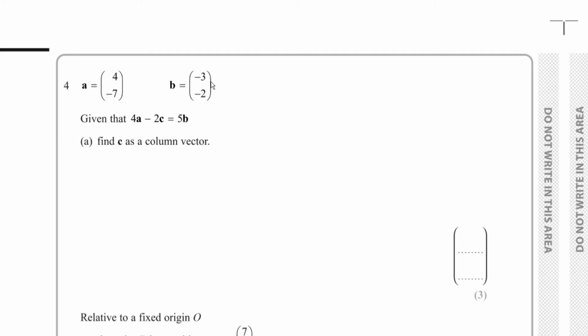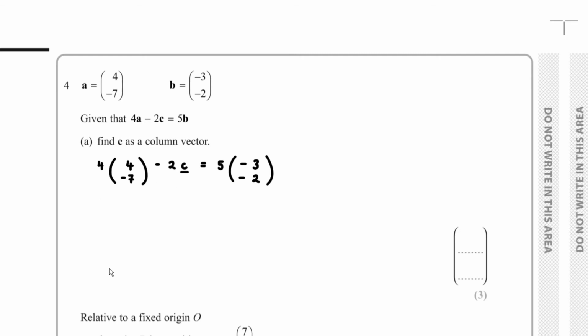Question number 4. The vector A is equal to (4, negative 7). The vector B is equal to (negative 3, negative 2). Given that 4 multiplied by the vector A subtract 2 multiplied by the vector C is equal to 5 multiplied by the vector B, part A, find C as a column vector. If we substitute in the vectors A and B into this equation, we have 4 multiplied by (4, negative 7), subtract 2c equals 5 multiplied by the vector (negative 3, negative 2).